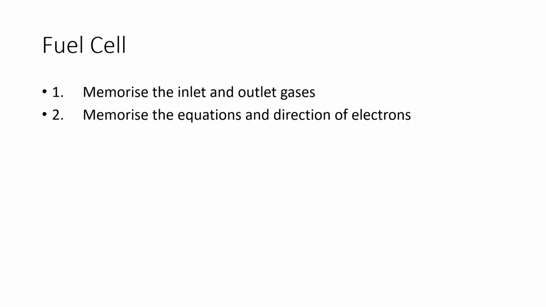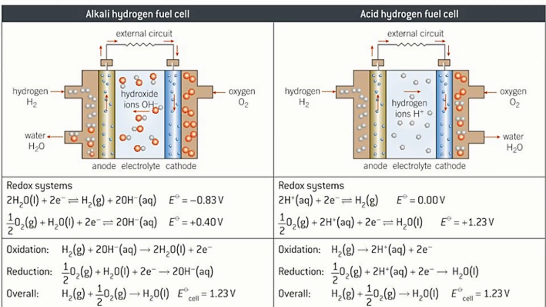As I mentioned before, you just need to memorize what goes in and comes out, the equations and the directions of electron flow. So here's the diagram, and the main point is to know the direction of the arrows, what goes in, what comes out, and the electron flow. Why do I show two diagrams? One is the acid hydrogen fuel cell, the other one is the alkali hydrogen fuel cell. Depending on your teacher's choice, I just recommend doing both.